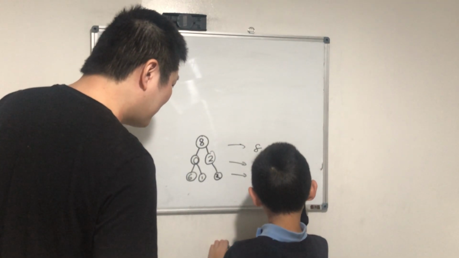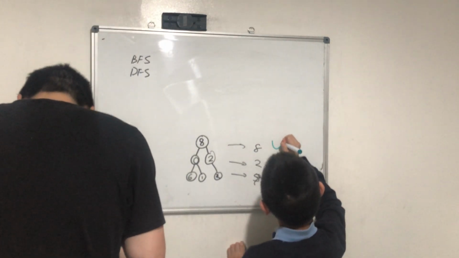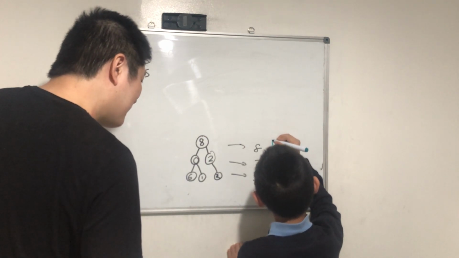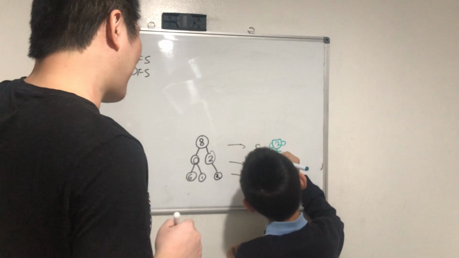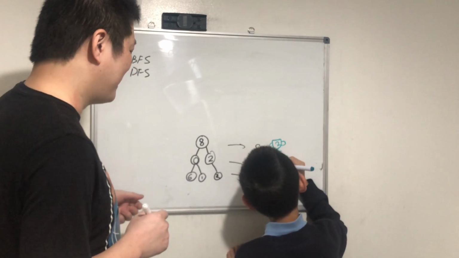Yeah. What are you doing? What's that? Trophy. Okay. Trophy. Yes. Number 1, 3.